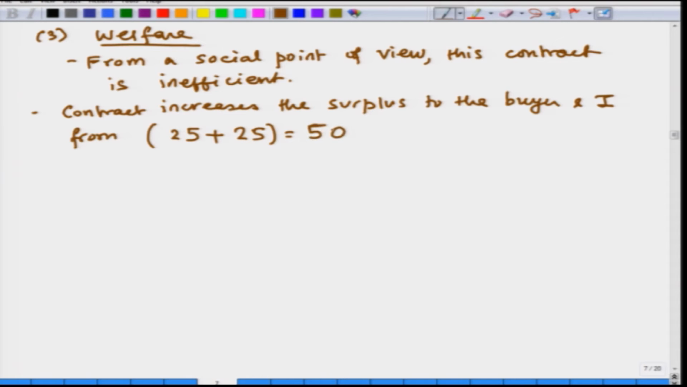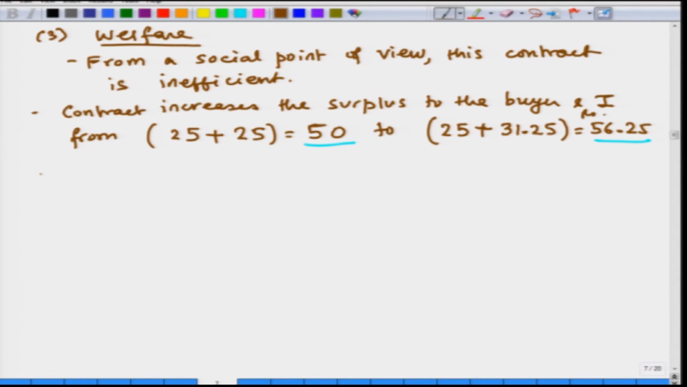So, it increases the surplus to the buyer and the incumbent from 50 to... The buyer gets the same expected surplus, the buyer is no worse off, but we just saw that the incumbent's profit increased to 31.25. So, this is 56.25, right. So, the contract has increased the surplus from 50 to 56.25.